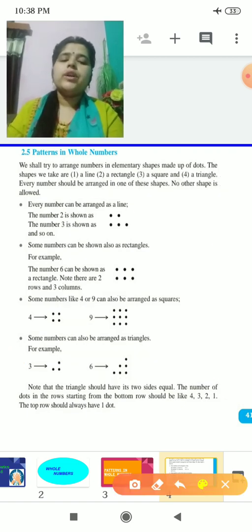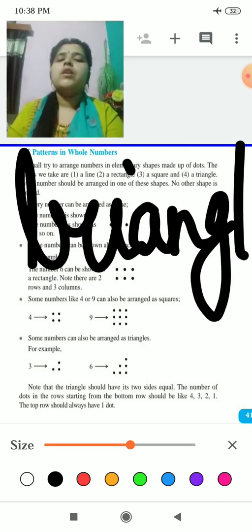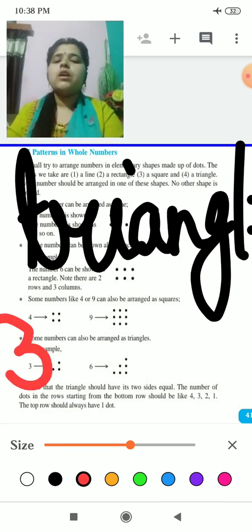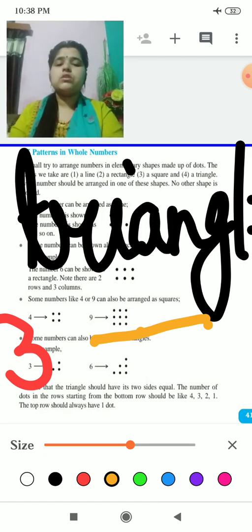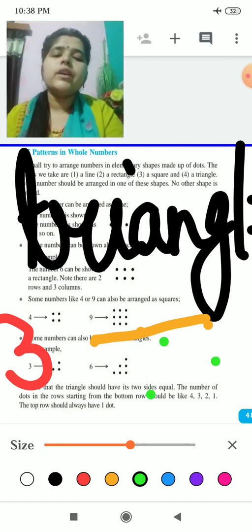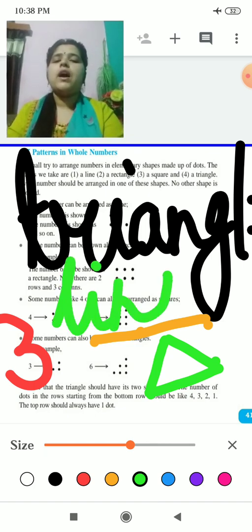Now we are going to take the example of a triangle. If you arrange the numbers, you will get to know which shape it holds. Now I have taken 3. How can I arrange 3? Yes, I can arrange 3 like this: 1, 2, 3. Now I will join the dots. It has the shape of a line. Now I want a different shape of 3. So I am arranging one dot here, one here, one here, and joining the dots. It forms the shape of a triangle. So 3 has both the shape of a triangle and the shape of a line.